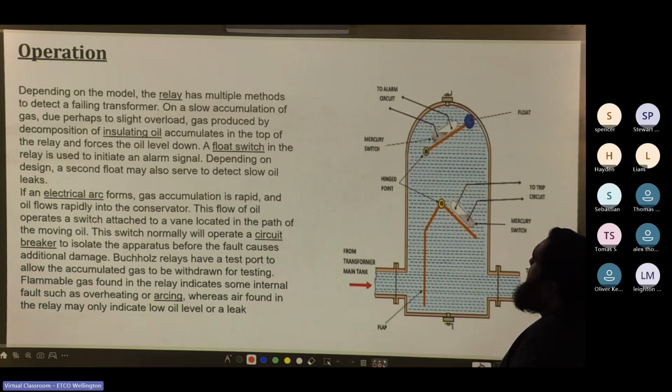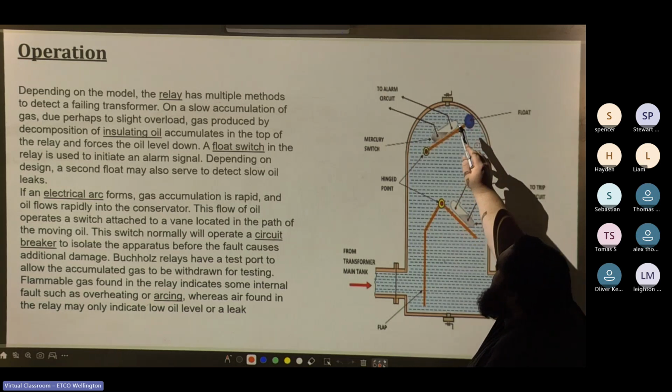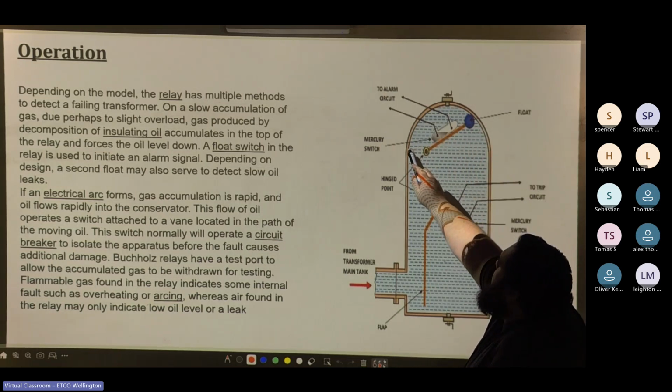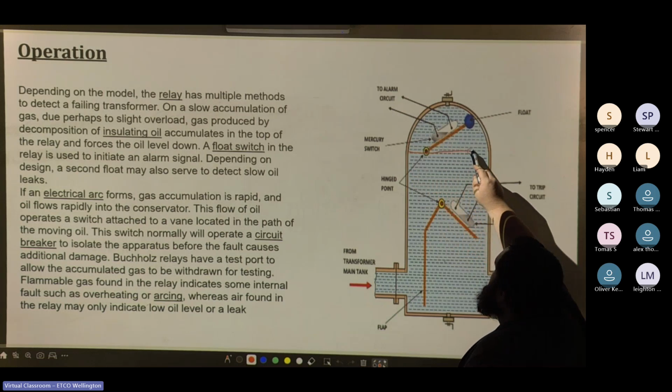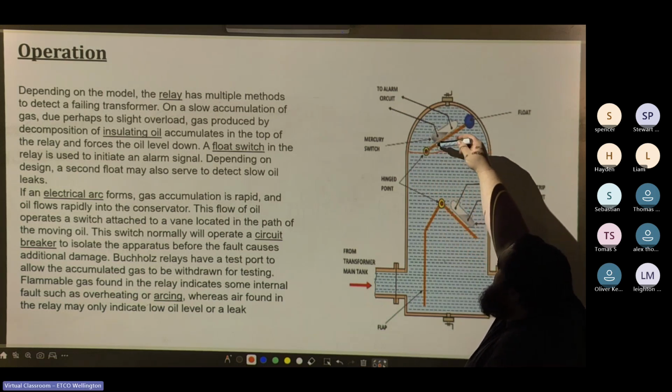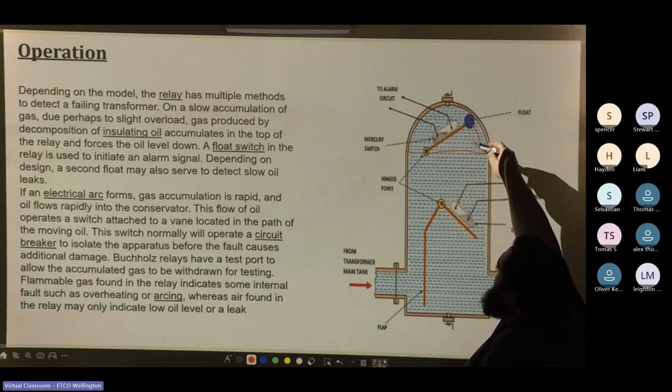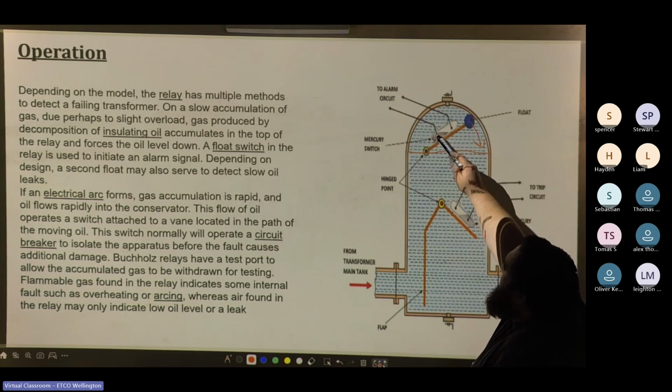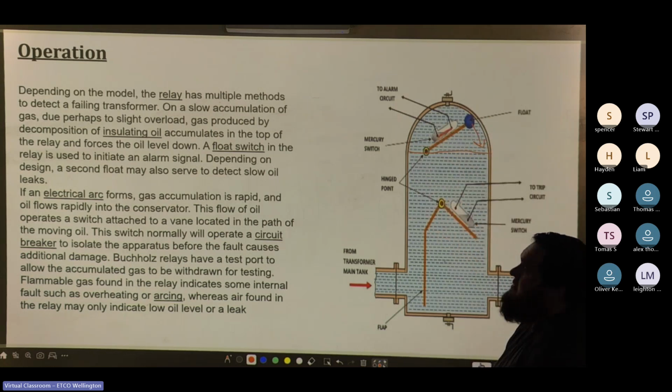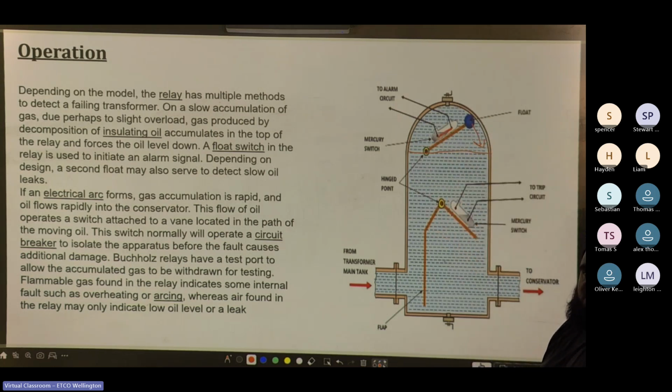If it's a slow accumulation of gas, the oil level will start to fall. If the oil level falls to where the pivot point is, this arm will come down because of the ball float, and then it will make contact across that mercury switch. Okay, so this is an older style version with mercury switches. They are still in use around the world and possibly around New Zealand, but obviously as supply transformers are replaced, they get replaced as well.